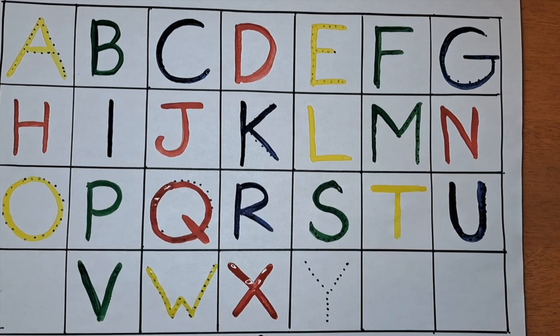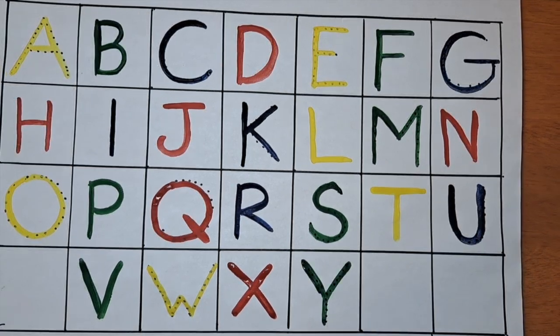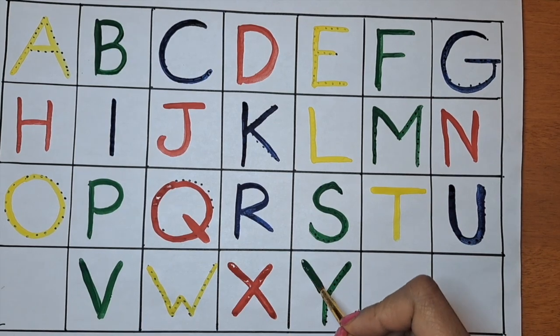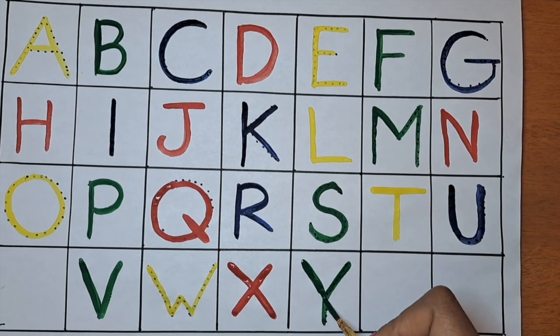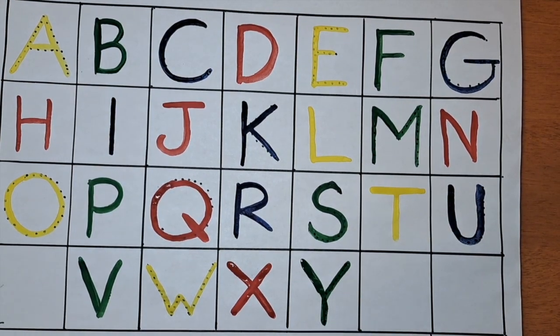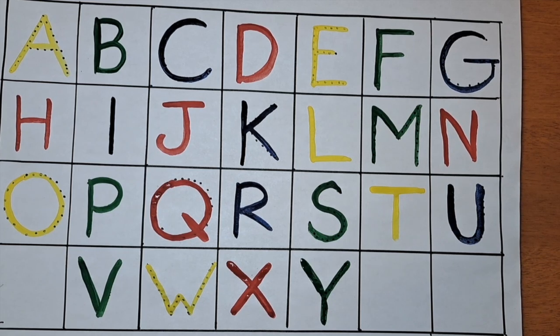What is the next letter? It's Y. Let's color this Y with the green color. Y for yarn. Y for yarn.